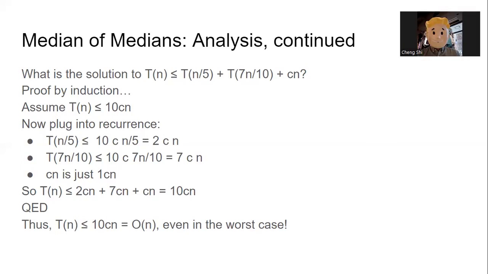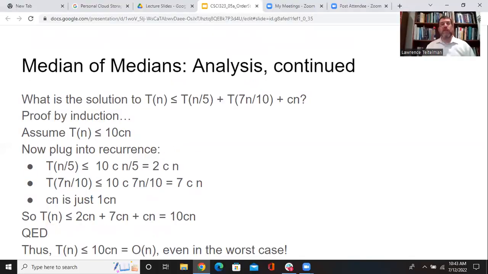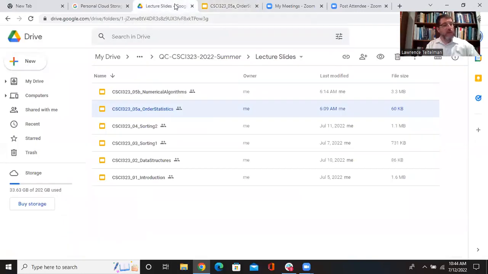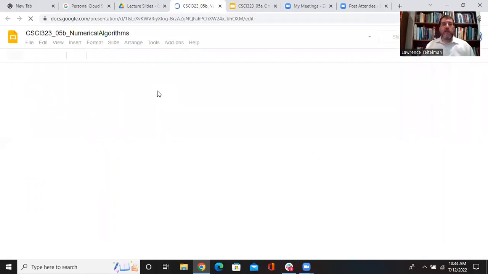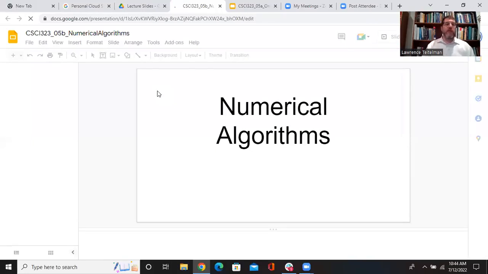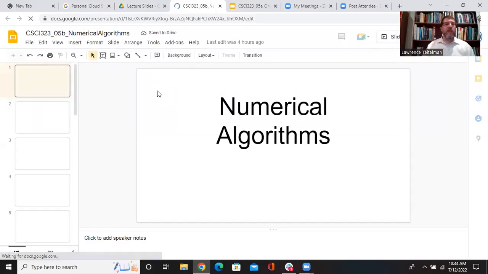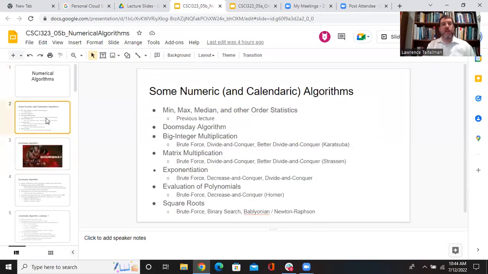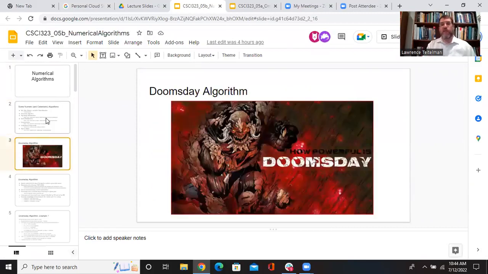Okay. All right, so that's a little bit on order statistics. And what I'd like to do now is the second part of today's lecture. We're going to talk about numerical algorithms. Our first numerical algorithm is not something you would normally find in an algorithms course. I don't know that you would even find it in any course.